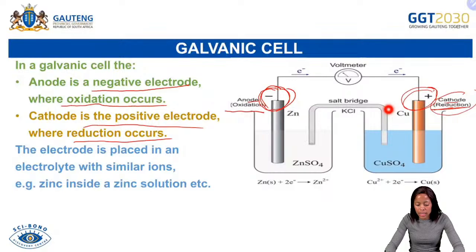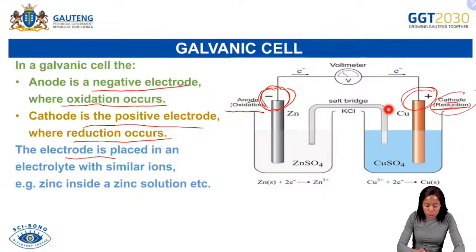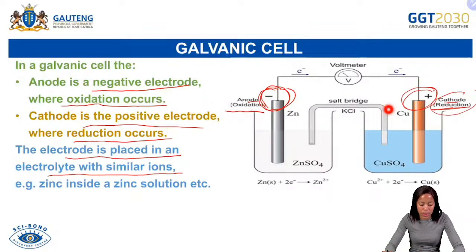How are you going to identify which one is the anode, which one is the cathode? Remember, you are going to use Table 4B there. Now it says here the electrode is placed in an electrolyte with similar ions. Okay, learners, I'm going to ask that we take a 1-minute break there.